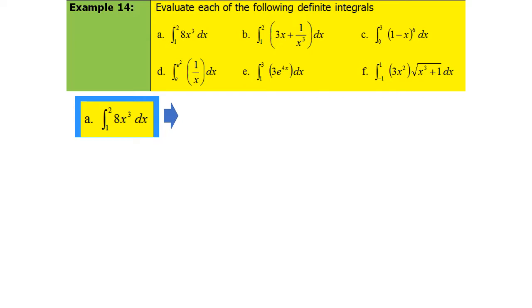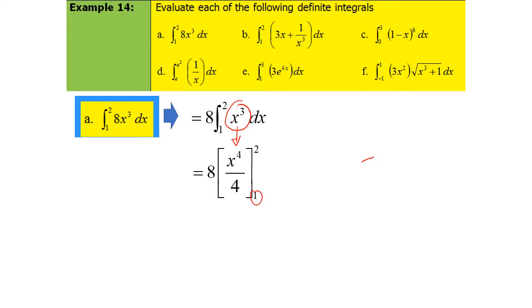Example 14. Evaluate each of the following definite integrals. For part A, we integrate 8x to the power of 3, or x cubed, dx from 1 to 2. First, we may factorize 8 outside the symbol of integration. And then we integrate x cubed, and it will be equal to x to the power of 4 over 4. And then we put the lower limit 1 and the upper limit 2.